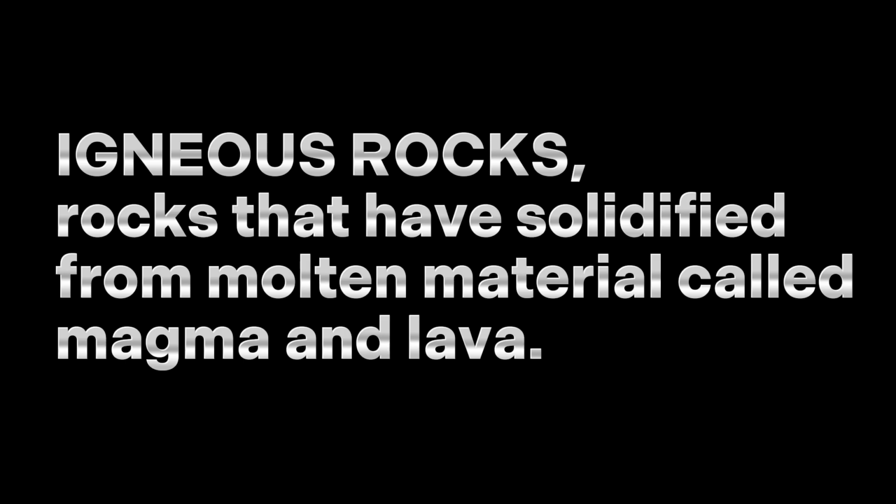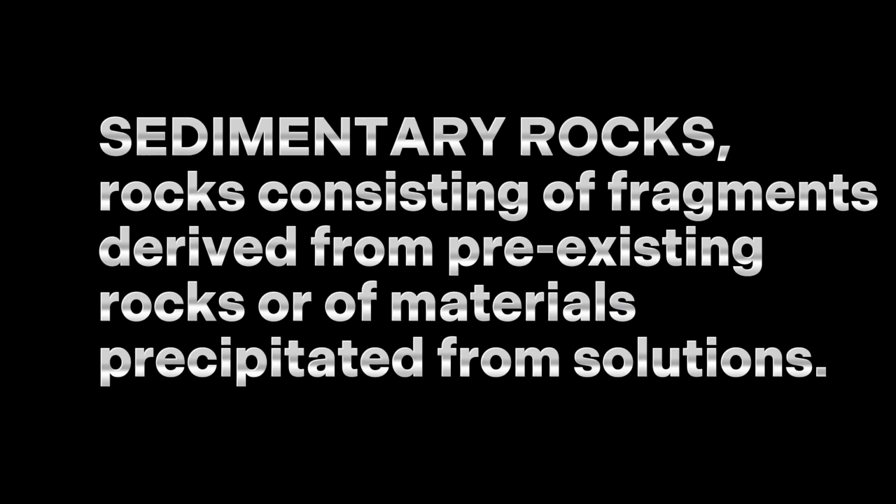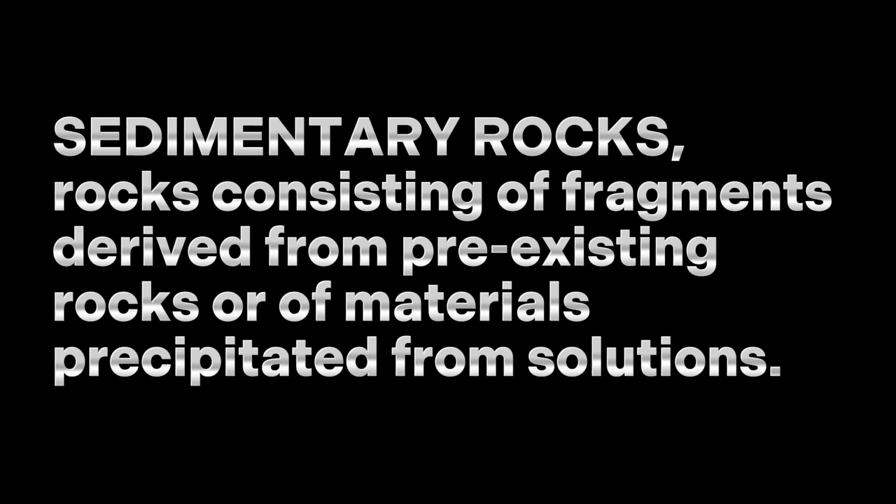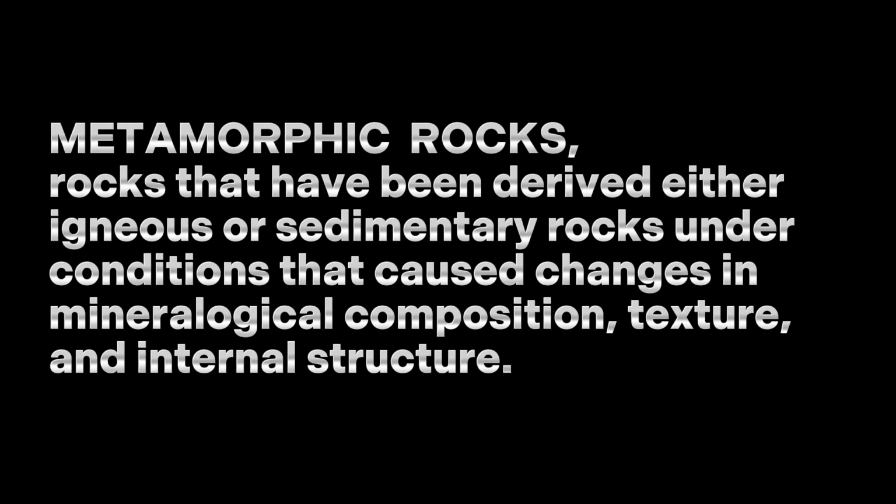Igneous rocks are the rocks that have solidified from molten material called magma and lava. Sedimentary rocks are those rocks consisting of fragments derived from pre-existing rocks or of materials precipitated from solutions. And lastly, the metamorphic rocks are rocks that have been derived from either igneous or sedimentary rocks under conditions that cause changes in mineralogical composition, texture, and internal structure.